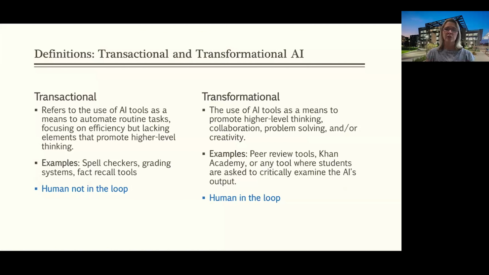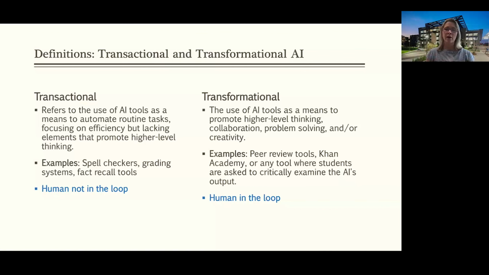Transformational refers specifically to the use of AI to promote higher level thinking, collaboration, problem solving, or creativity. Things such as peer review tools. I think Peer Perceptive is a really good example. If you've seen Khanmigo, Khan Academy's tutoring tool, that's a really great example of an AI tool that's meant to be transformational. Students can put in what they're struggling with, whatever concept it is, and instead of giving them the answers, it guides them to getting the correct answer on their own.